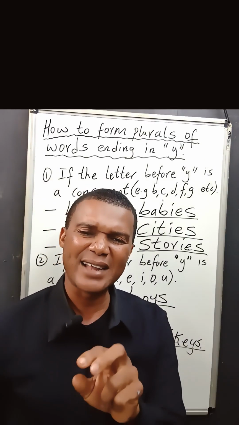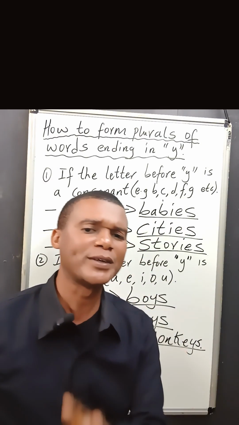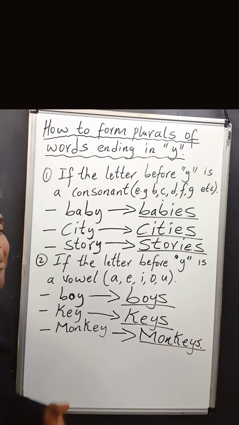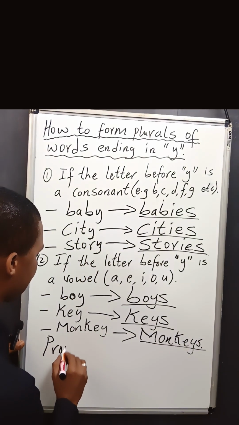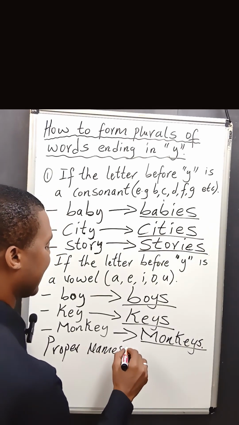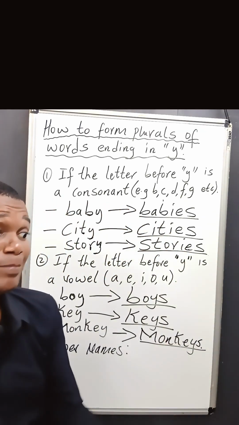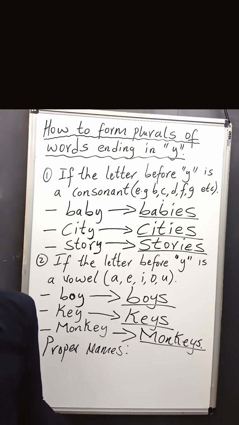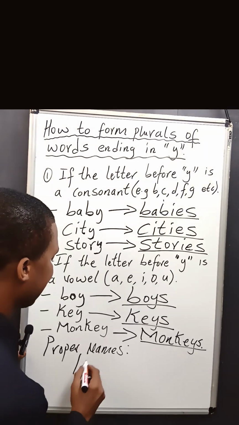But let me tell you, there is an exception to these two rules. What is the exception? We have proper names, or nouns. Proper names are specific names given to a person, a people, a thing, or an idea. Let's say Kelly.